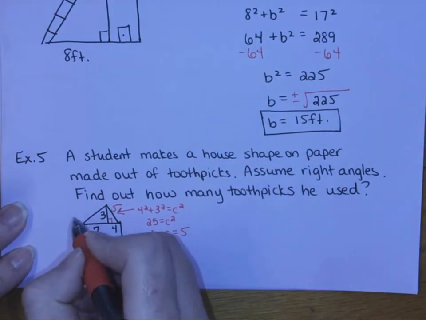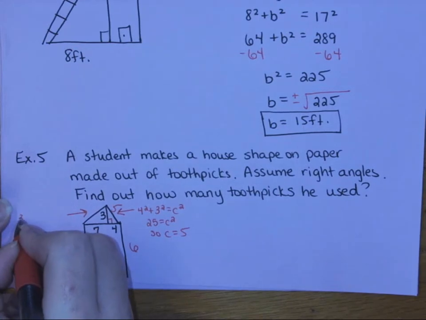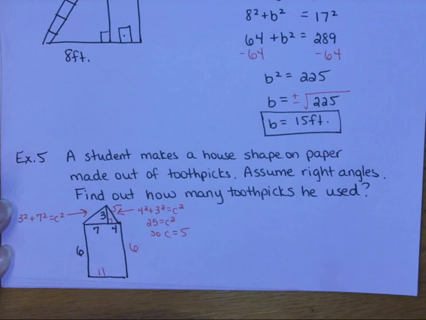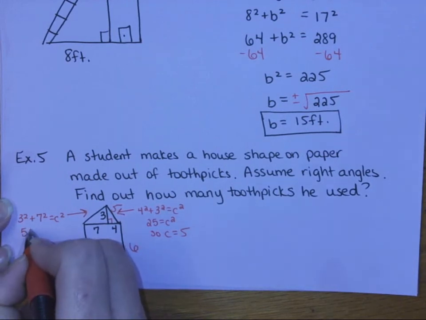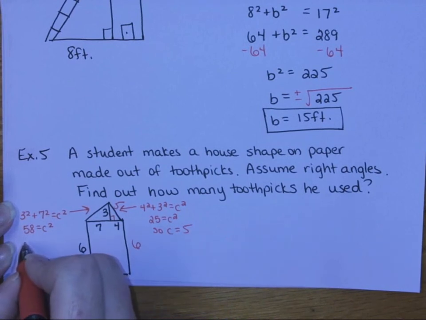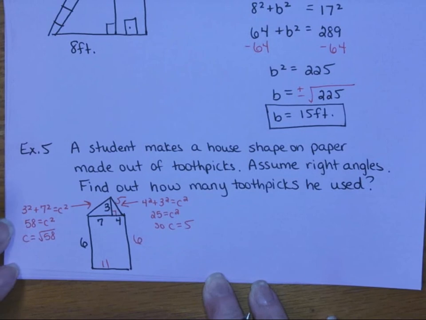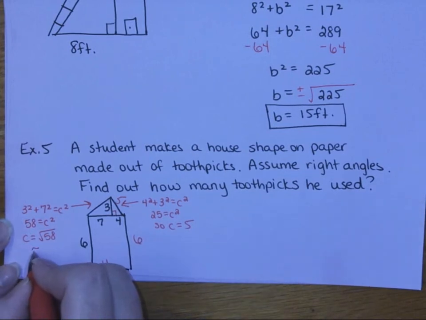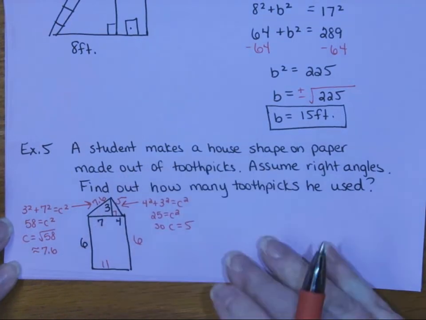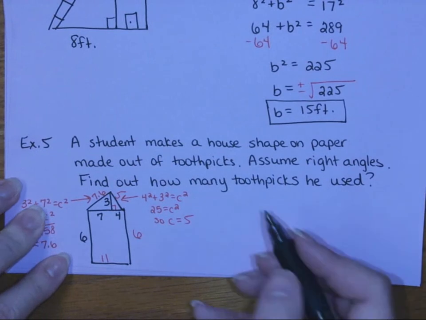Then notice I could do the same process here, but here I'm not going to get as pleasant of answers. So 3 squared plus 7 squared equals c squared. I'm going to get 9 plus 49, which is 58, equals c squared. But I don't particularly want that, I want the square root of 58. Notice this is not going to come out nicely, so if you use your calculator, this is about 7.6. I'm going to write this up. All of these represent how many toothpicks we have.